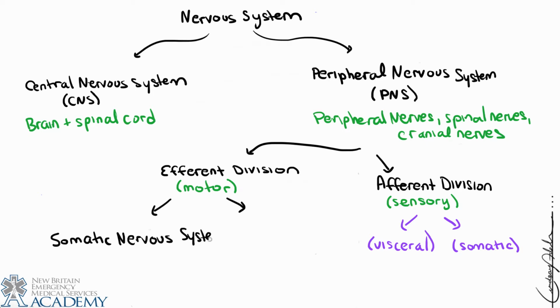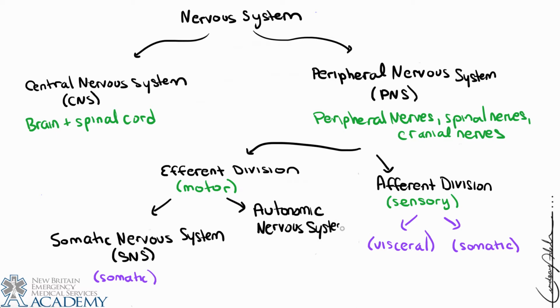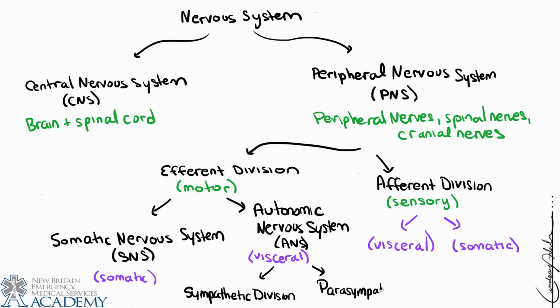And then the efferent division is the motor division, and it breaks down into two official nervous systems, the somatic nervous system, or SNS. So you can sort of match up the somatic from the efferent division and the somatic from the afferent division. And then the autonomic nervous system, or ANS, and that would be the visceral component, matching up to the visceral sensory. The autonomic nervous system divides further into the sympathetic division and the parasympathetic division. You might know these because of the terms fight or flight, which relates to sympathetic, and rest and digest, which relates to parasympathetic. So those guys have antagonistic effects.